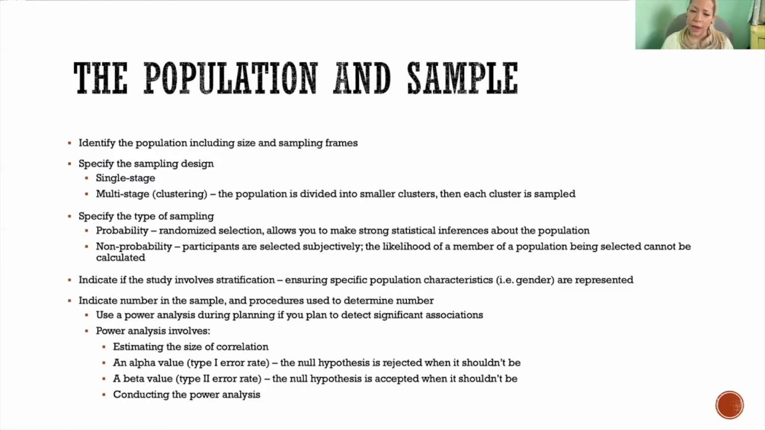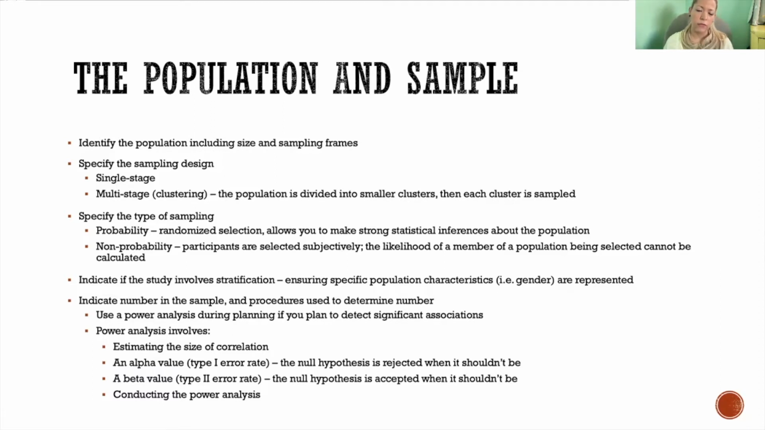And so with non-probability sampling, you can't calculate the likelihood of that participant being selected because they were selected subjectively. So it's statistically less sound. Statistically, we can't make the same kind of inferences about the population, but sometimes that is the only way to do it, depending on your study design and your population.